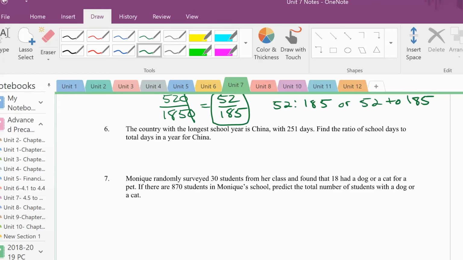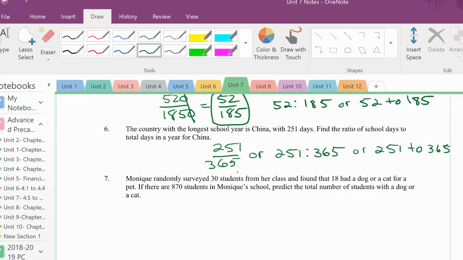All right, the country with the longest school year is China at 251 days. Find the ratio of school days to total days in a year. Well, remember there's 365 days in a year. So 251 divided by 365, or you could write it as 251 to 365. But remember, it's school days to total days.